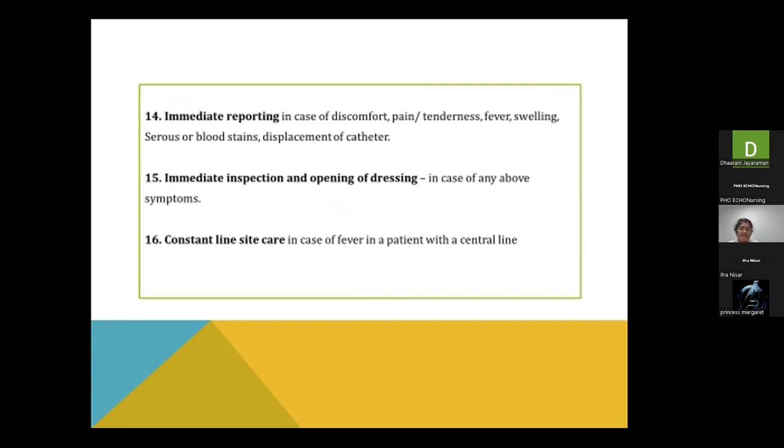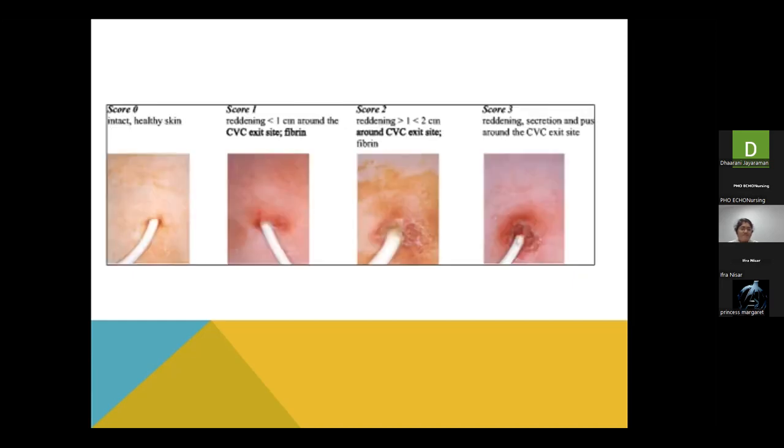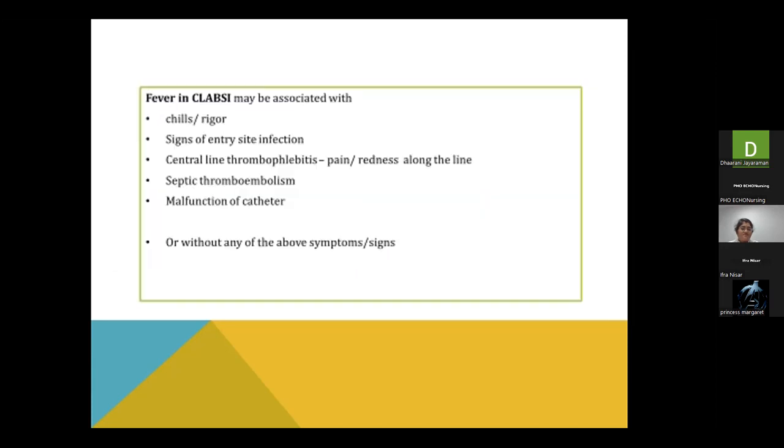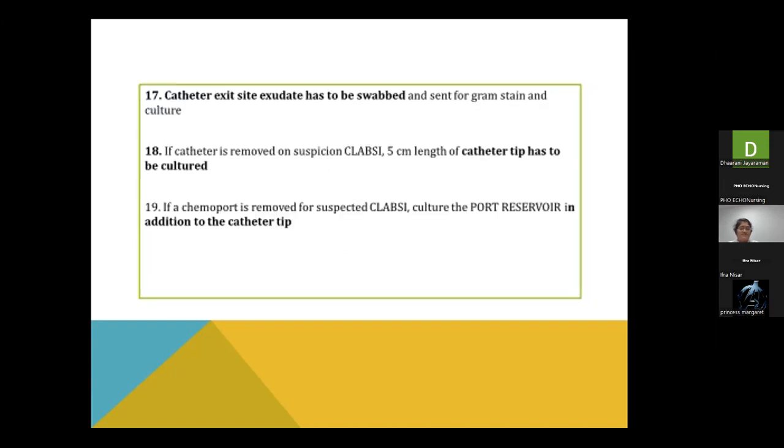Central line site care of a fever patient with a central line. This is the line site. First, fever in CLABSI may be associated with chills and rigor, signs of entry site infection, central-line thrombophlebitis, pain, redness along the line, septic thromboembolism, malfunction of catheter, with or without any other symptoms or signs.